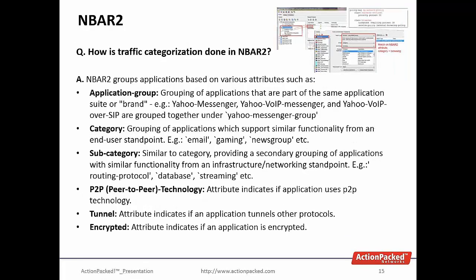So we also do traffic categorization in NBAR 2, and NBAR 2 can group applications based on various attributes, such as an application group, such as Yahoo Messenger, or voice over IP for Messenger. The category, so it could be gaming or newsgroup. A subcategory, which we could do, such as routing protocol, database, or streaming. Peer-to-peer technology, tunnel, and encrypted is also supported. So we have traffic categorizations that we can actually use to configure quality of service, which I'll demonstrate in the tool today.